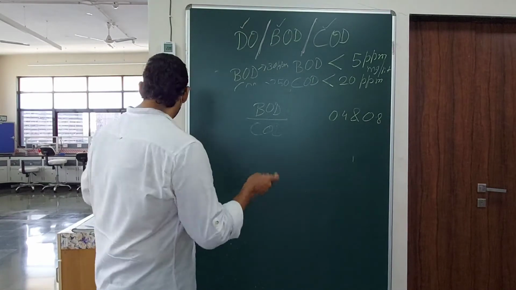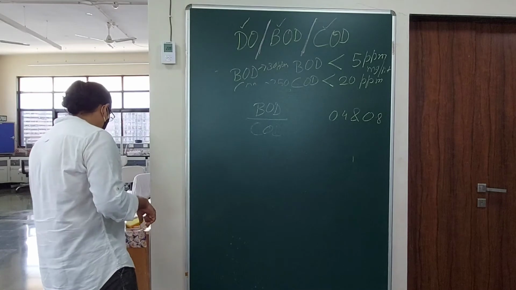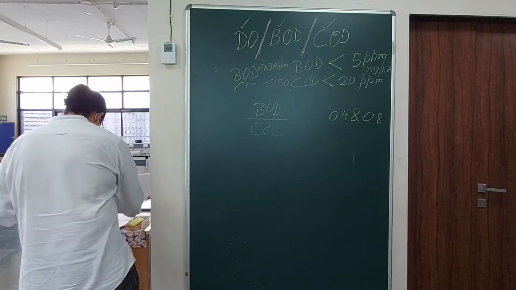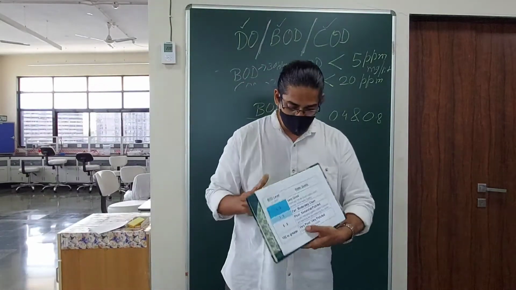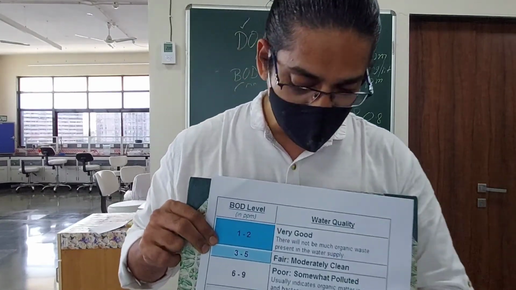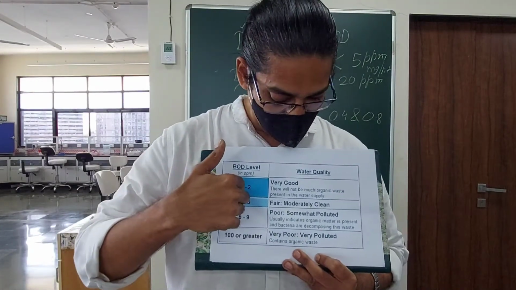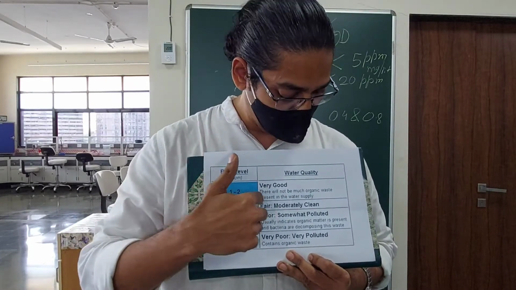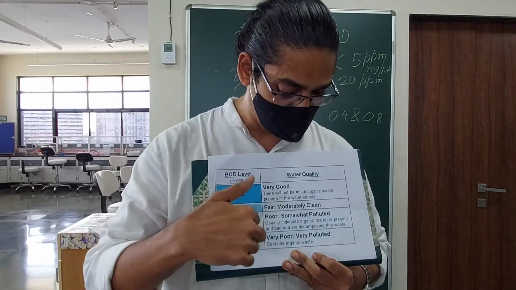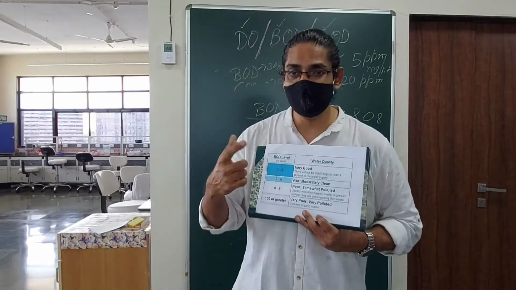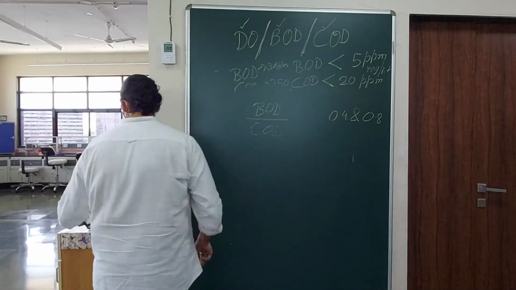Alright, so how do we do it? But before that, I just wanted to show you this printout which I have taken, which shows BOD levels. Is it visible nicely? Yeah, I'll come closer to the camera. It says if your BOD level is between 1 and 2, it's very good. Don't think about it, just drink it. 3 to 5 is fair, 6 to 9 is polluted, 100 or above is bad. So this is how the gradation works globally.